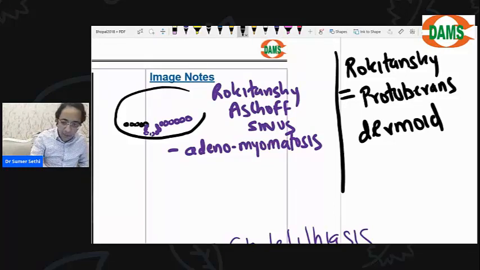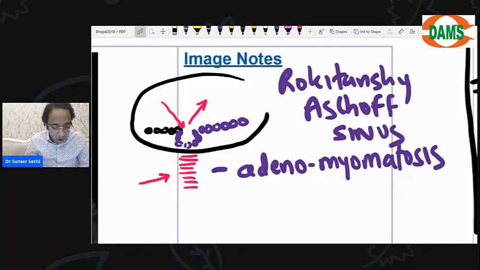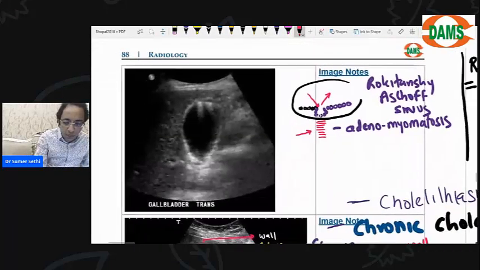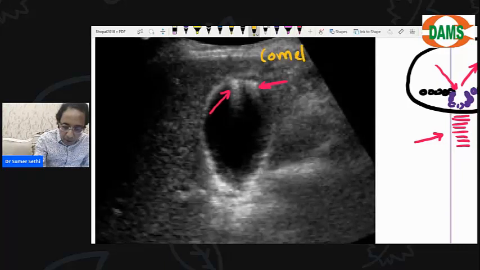Okay. Now what happens is when sound strikes these Rokitansky sinus, part of sound is reflected, but part of sound is transmitted through it. Rokitansky sinus में जब भी sound टकराएगी, some sound will be reflected by it, some sound will be transmitted. So when you do an ultrasound, you will see from the gallbladder wall white tail-like things coming out, which is called the comet tail sign.